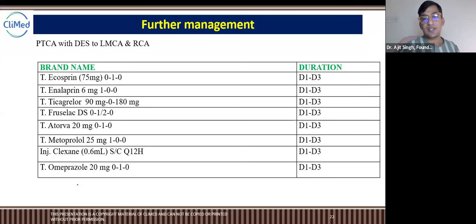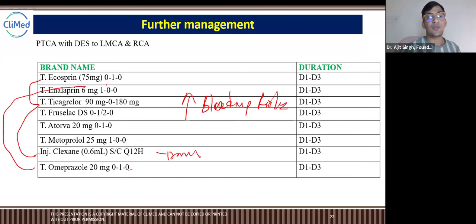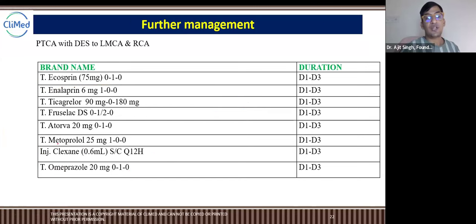What do you think are the possible drug-drug interactions here, guys? First of all, Clexane is drug without indication. Then Clexane with ticagrelor and aspirin can raise the bleeding risk, a very high bleeding risk. This is the major side effect. Omeprazole does not go with the P2Y12 inhibitors, ticagrelor or clopidogrel, usually. So omeprazole also cannot go with ticagrelor.